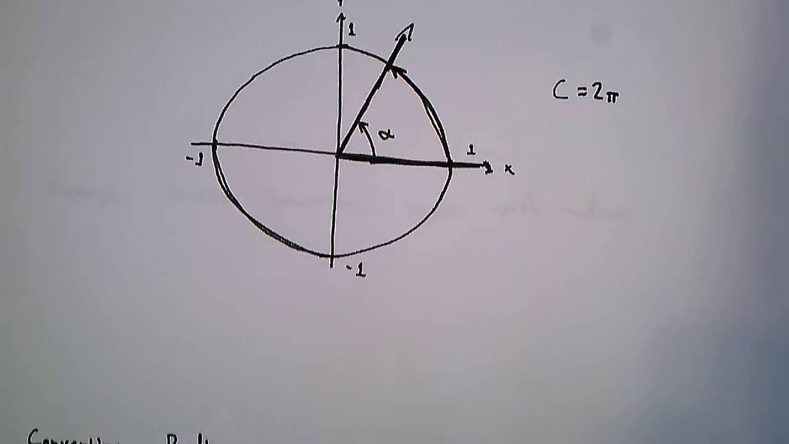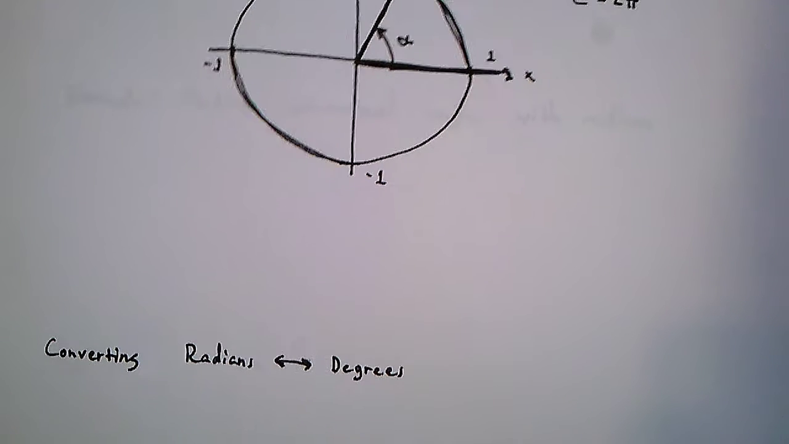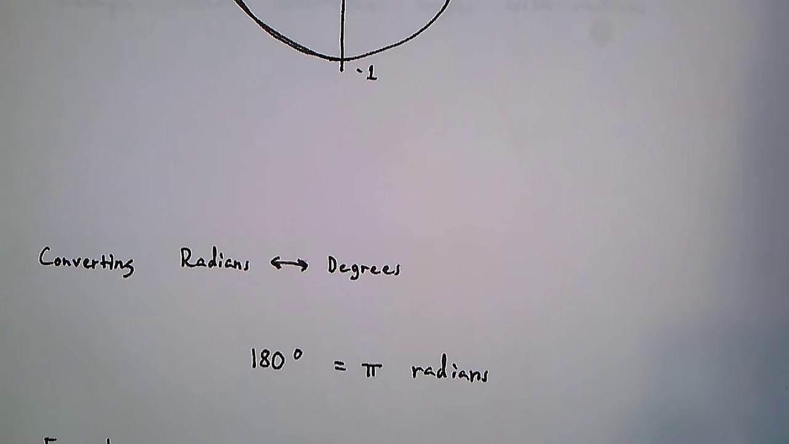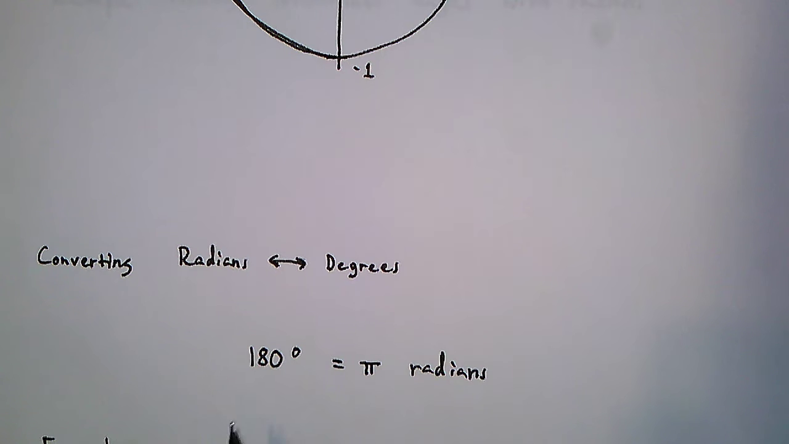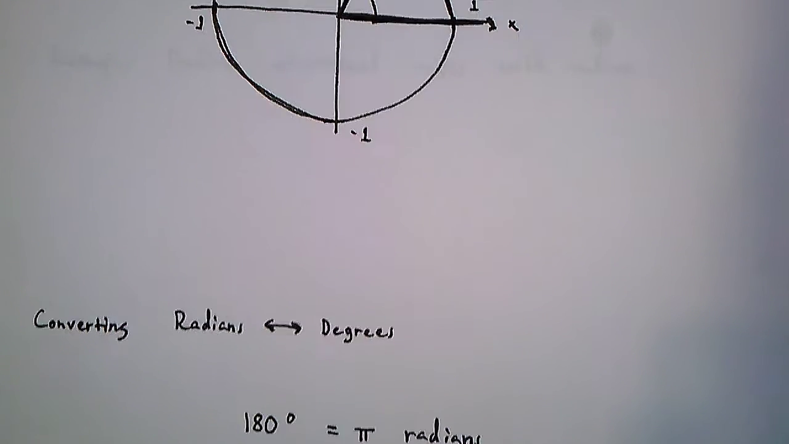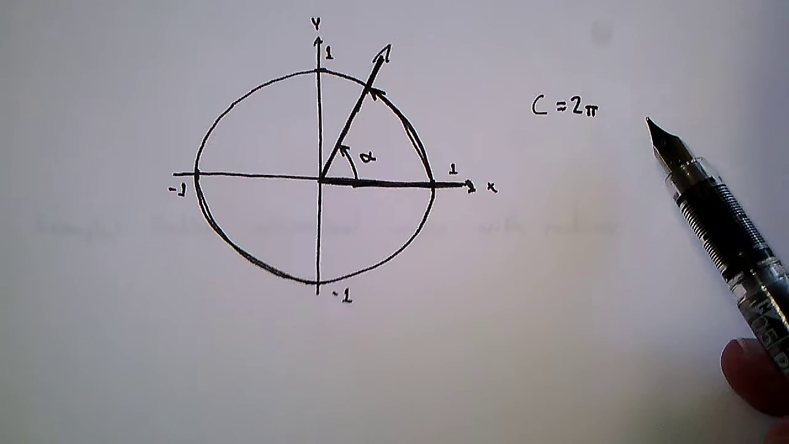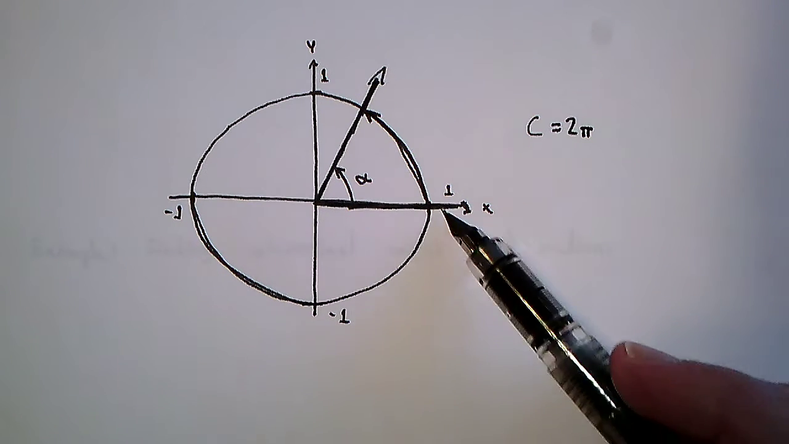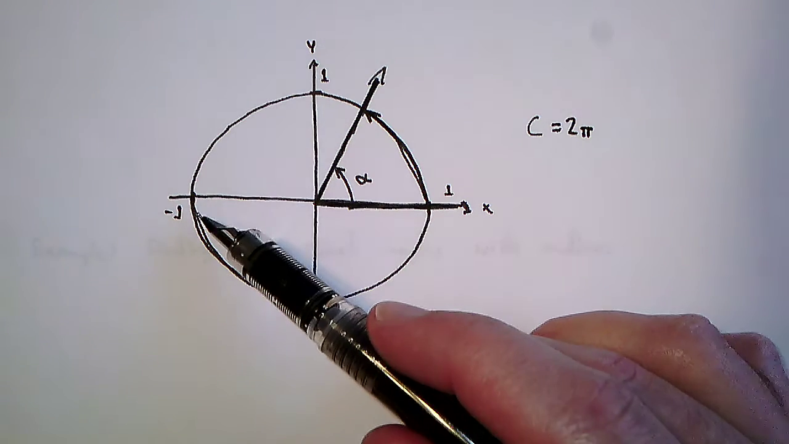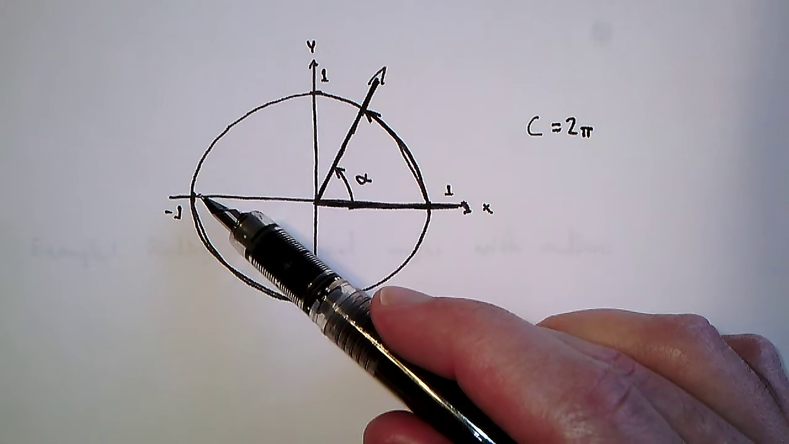Now let's take a look at converting between radians and degrees. This should give us a better idea of how the two compare. We're going to use this comparison because 180 degrees is halfway around the circle. That means it's pi radians. So just think about that for a second. The total circle is 2 pi radians. So halfway around the circle is pi radians. And this corresponds to 180 degrees.